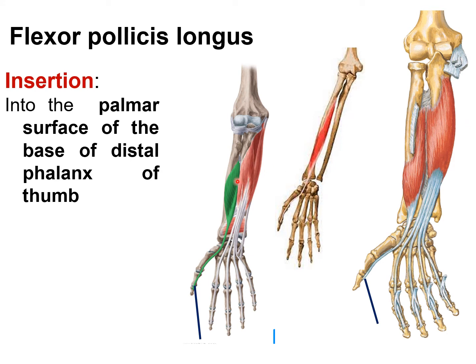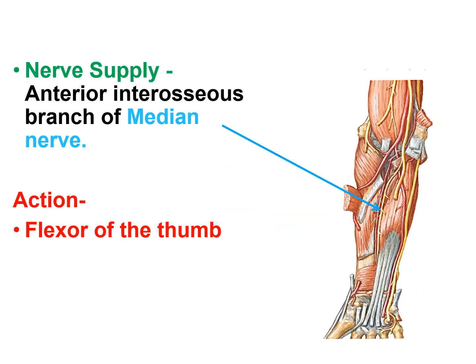It passes beneath the flexor retinaculum within the carpal tunnel, and it gets inserted onto the palmar surface of the base of the distal phalanx of the thumb. Flexor pollicis longus, as the name suggests, is long, inserted onto the base of the distal phalanx of the thumb. It is supplied by the anterior interosseous branch of the median nerve. It causes flexion of the thumb.